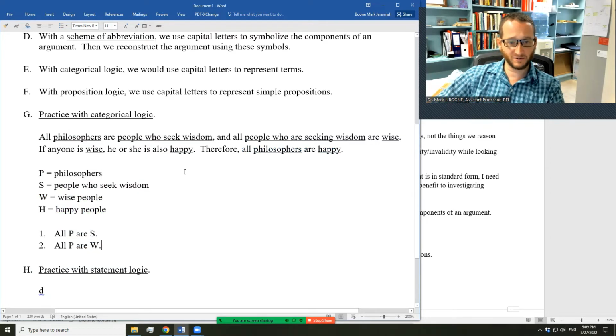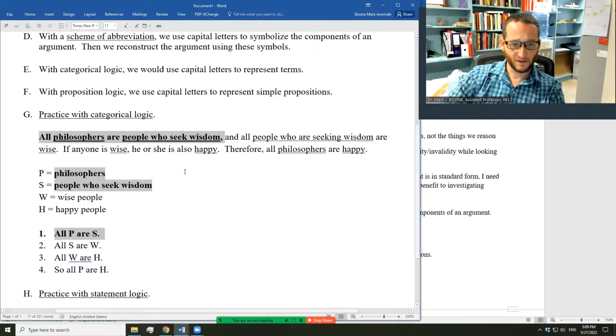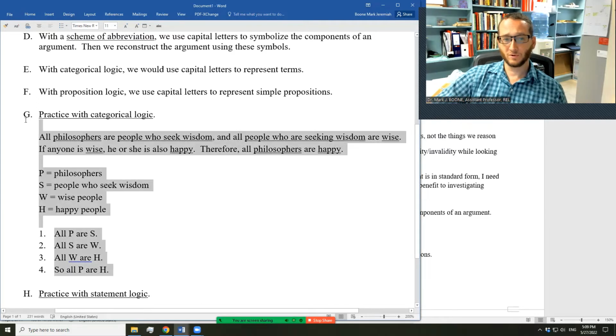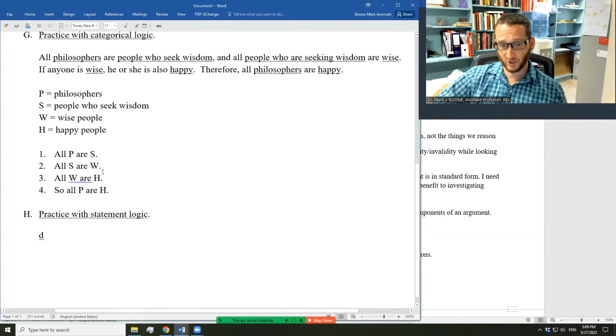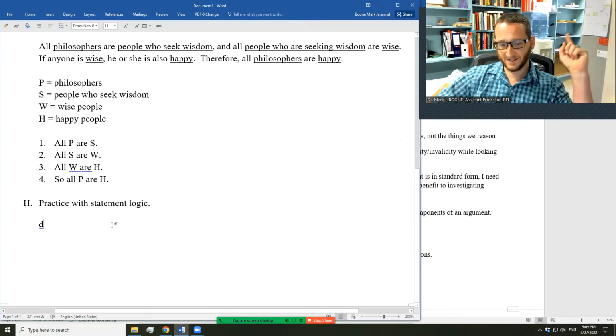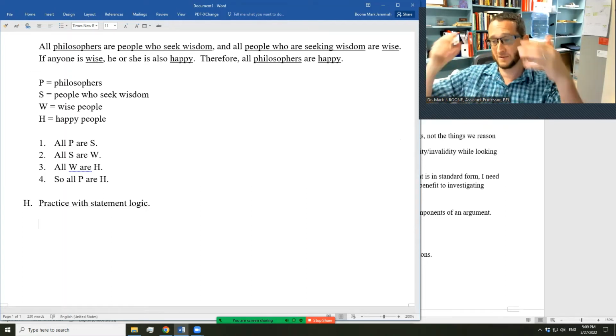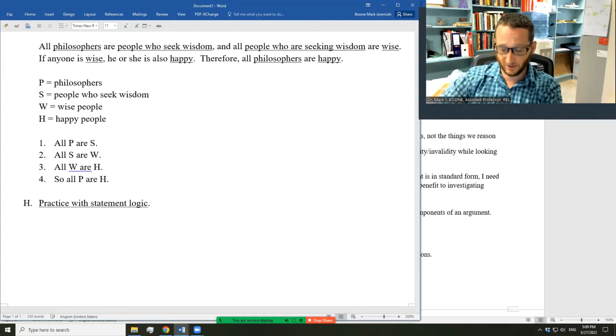Let's get rid of the colors, underlining, highlighting, italics that are unnecessary. Here we go. This is how you symbolize an argument in categorical logic and use capital letters to represent terms, but in statement logic, you use capital letters to represent simple statements. That means statements that are not made of any other statements. We'll talk about this later when we get to our unit on statement logic or proposition logic. Proposition logic and statement logic mean the same thing.